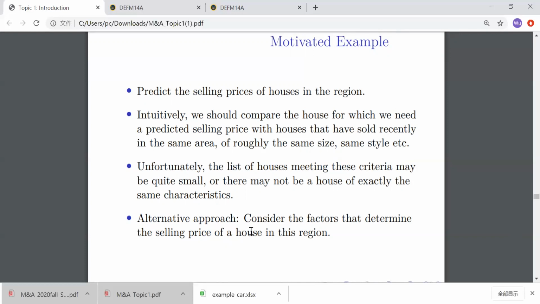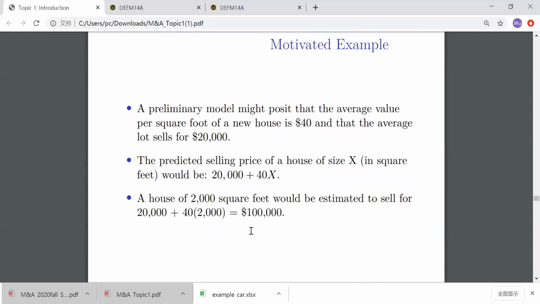In that case, the alternative approach is to consider the factors that affect the prices of houses, and then we determine the relationship between the housing price and this list of factors. So, for example, the average value per square foot of a new house is $40, and the average lot sells for $20,000, right? So in that case, the predicted selling price of a house of size X, because it is $40 per square foot, will be 40 times X plus 20,000, right? That will be the predicted selling price.